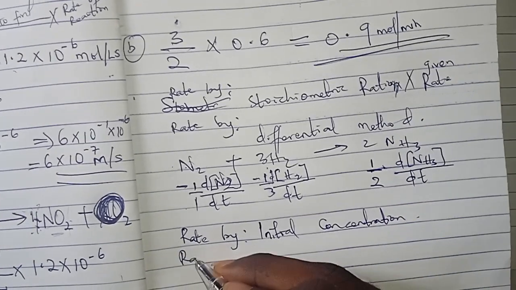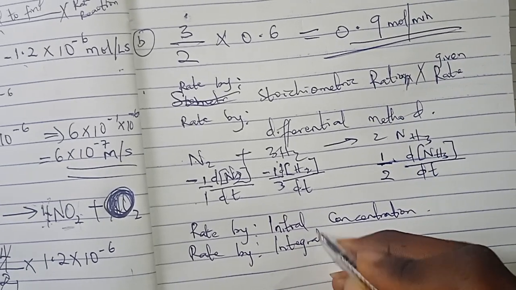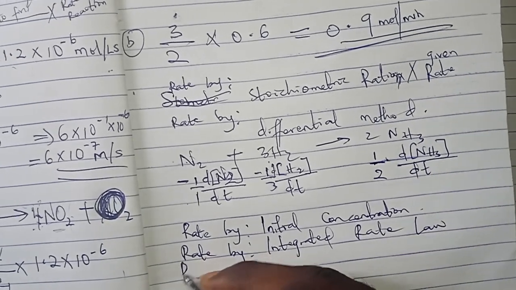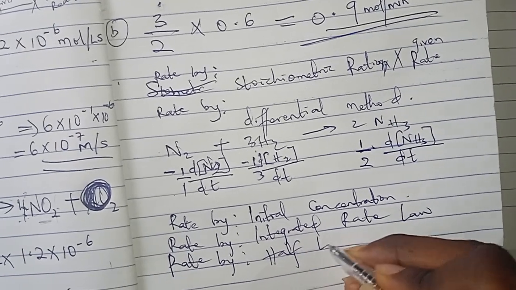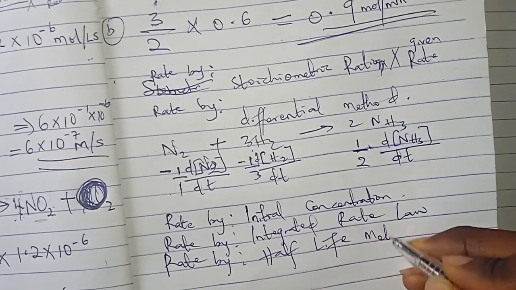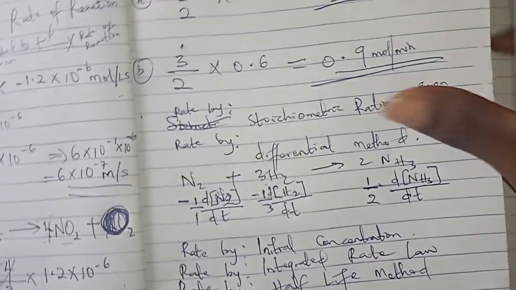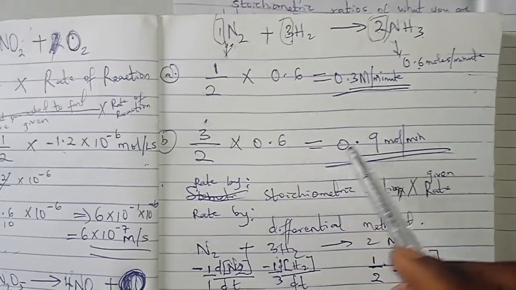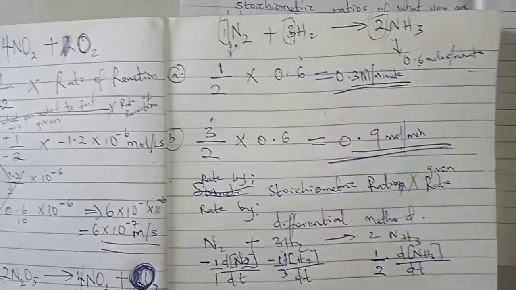You can also get rates by integrated rate law. You can also get rates by half-life method. So we can determine rates by any of these methods. But once you see an equation, if an equation is given and you want to determine rates, the first or the basic idea to use is this approach by stoichiometric ratio. All right, let's look at the second question.